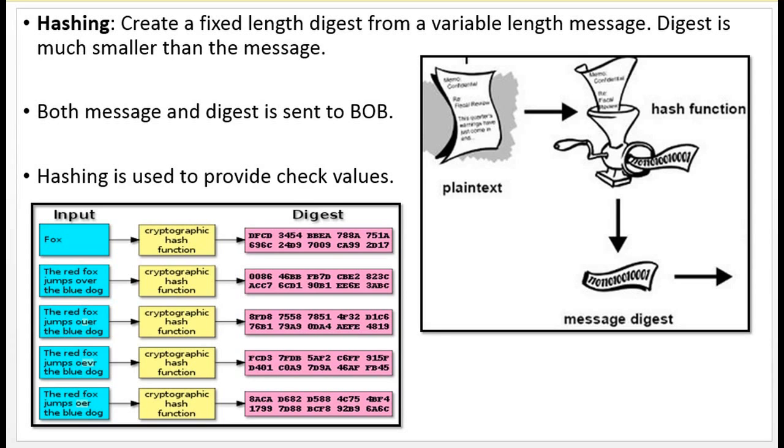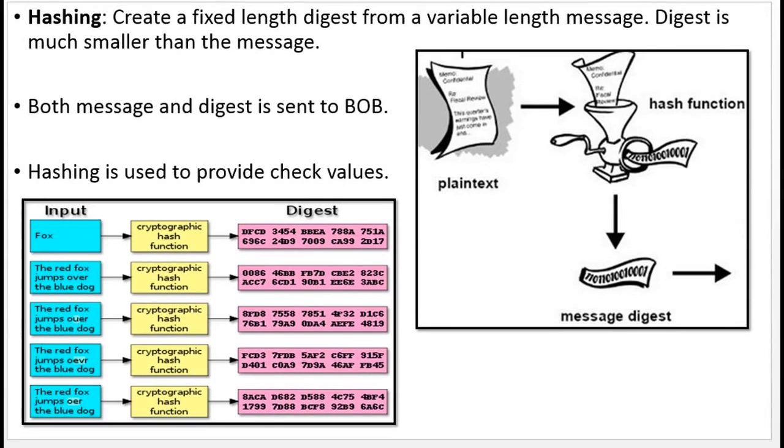An example is given below of a simple hash function. Here, the first string is fox. It undergoes a cryptographic hash function and creates a digest. In the second case, the message is bigger: the red fox jumps over the blue dog. It undergoes a hash function again and creates 0086 and so on, and the lengths of the two digests are the same, whereas the inputs are fox and the red fox jumps over the blue dog, which is much bigger than the first string. Hence, we can say that by choosing the appropriate hash function, we can make hashing an efficient cryptographic technique.